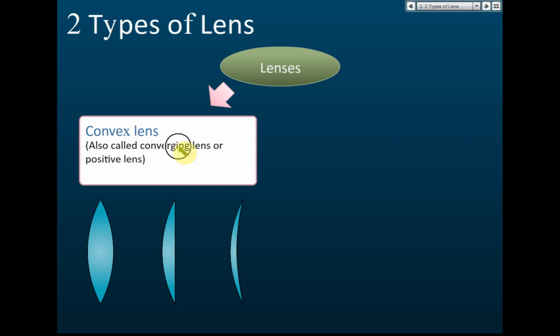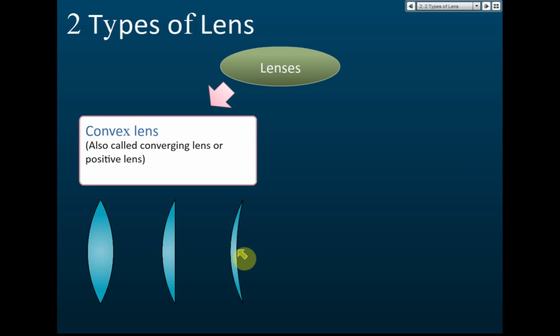And it's a converging lens because it converges the light that passes through it. So it's called a converging lens. For a convex lens, this is the side, this is the side, and this is the center. The center of the lens is thicker than the sides.